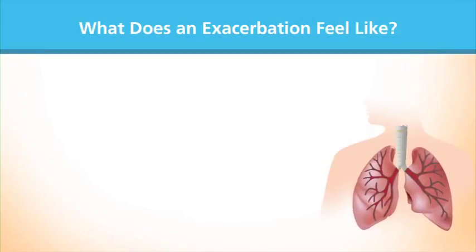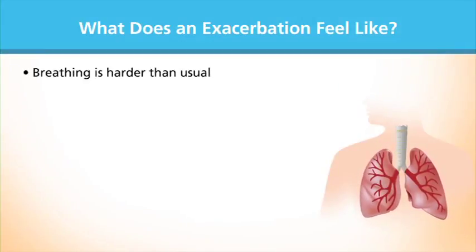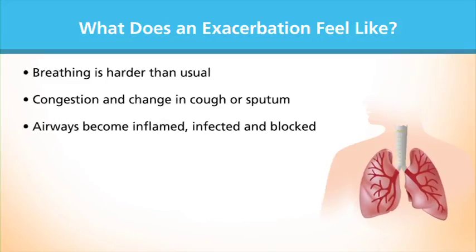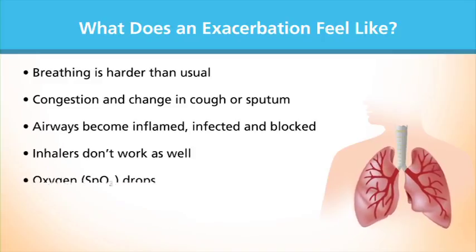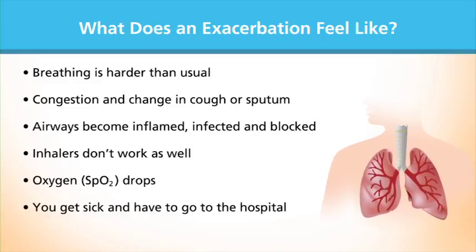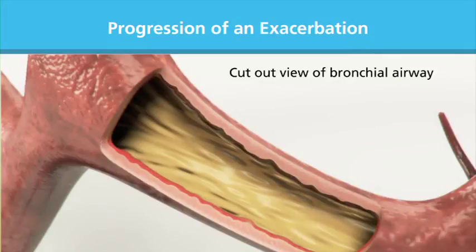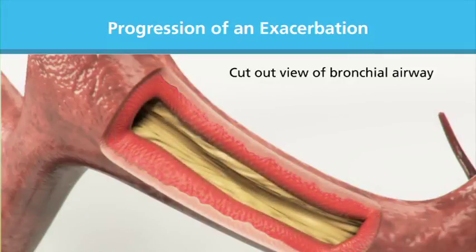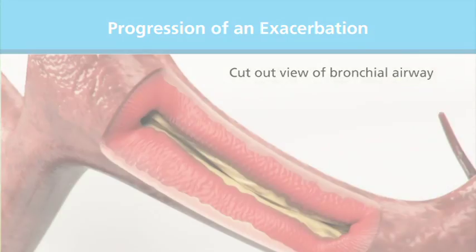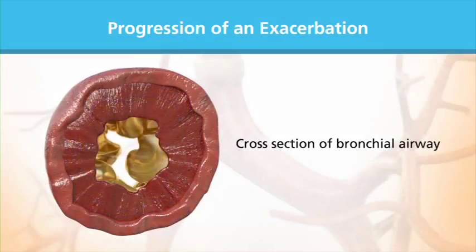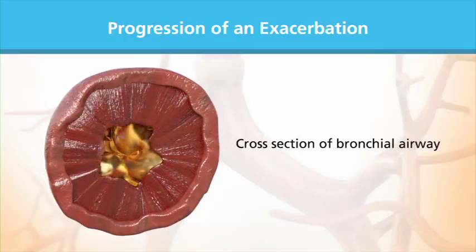What does an exacerbation feel like? Well, breathing becomes harder than usual. There's congestion, change in cough or sputum. Airways become inflamed, they become infected, they become blocked. Inhalers don't work as well, and the oxygen level drops, and you get sick and have to go to the hospital. Progression of exacerbation starts with redness, swelling, infection, destruction, repair, and structurally inside the bronchial passages, they get roughened up. Crevices and pits develop where infection can grow, and it makes the next exacerbation more likely to occur.